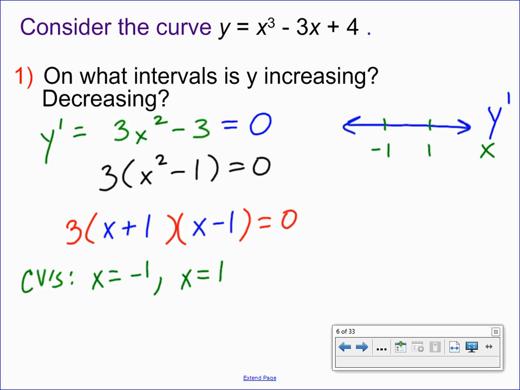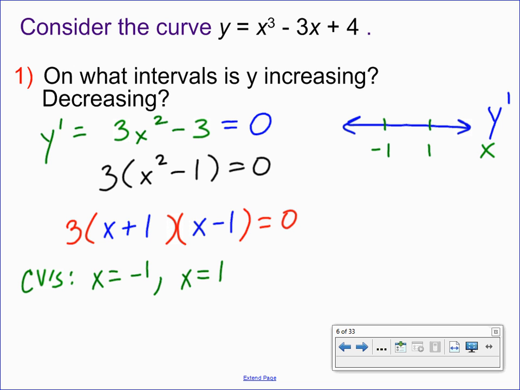And I don't need to include any other x values on my y prime number line. How come? Because those critical values are the only places where y could change direction. Therefore, they're the only possible turning points of my original graph. They're the only x values I need to include on my y prime number line. Let's go ahead and perform now our analysis with signs.